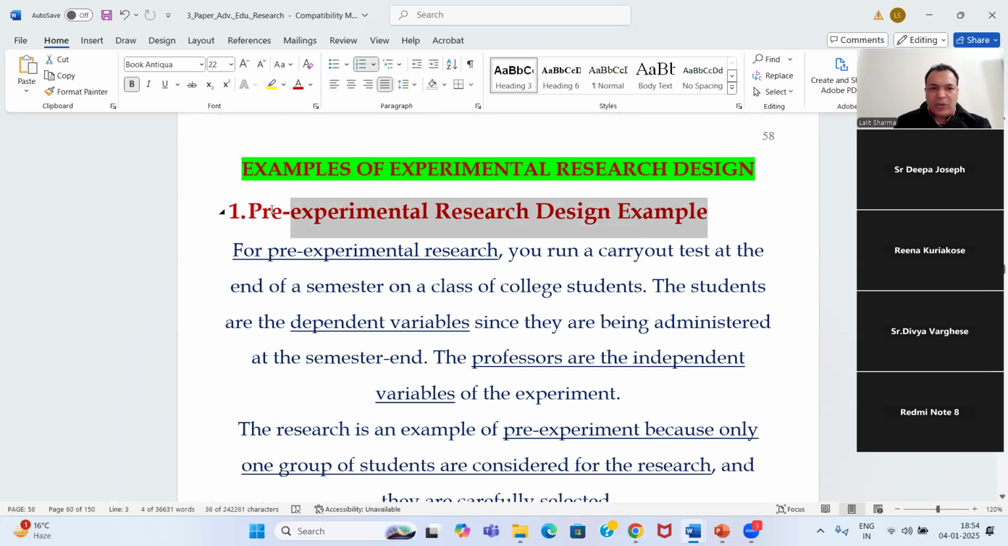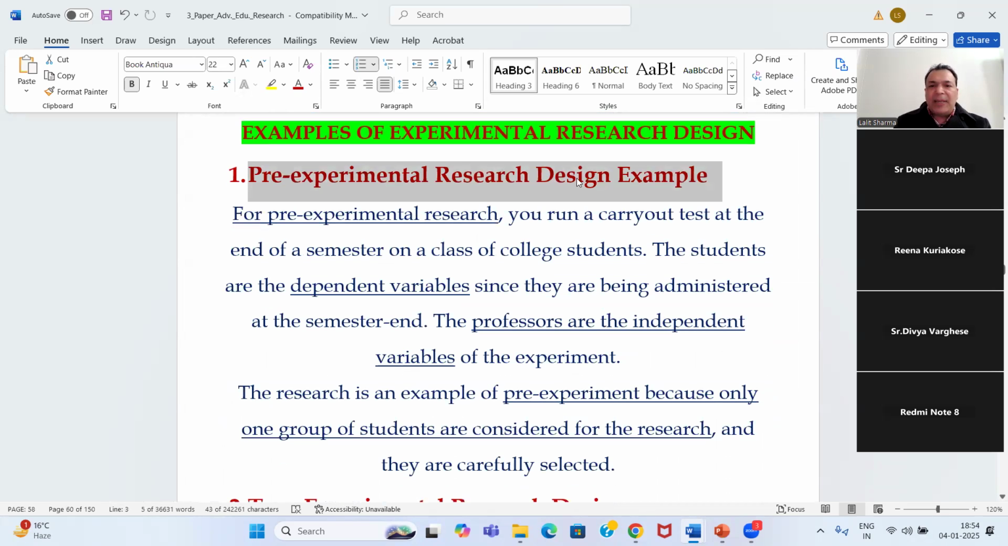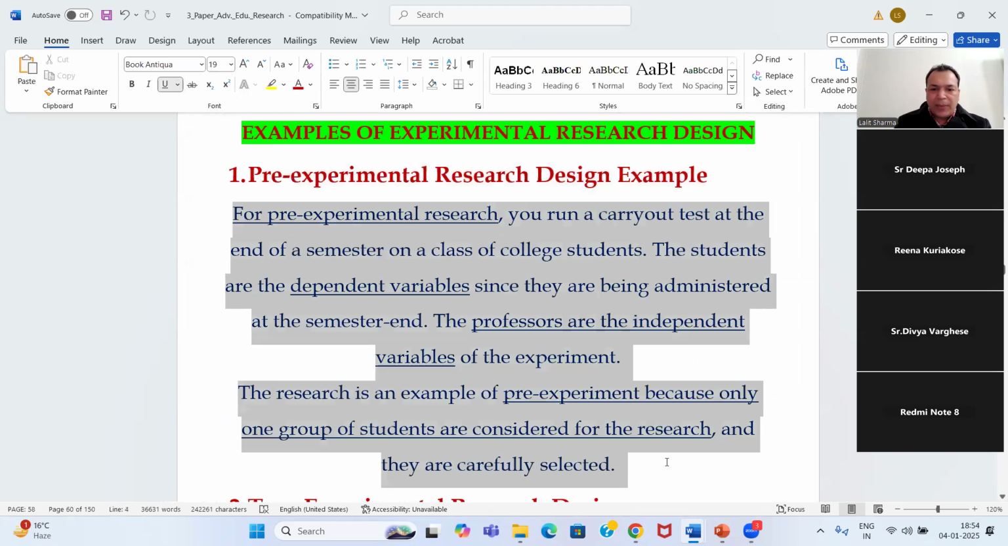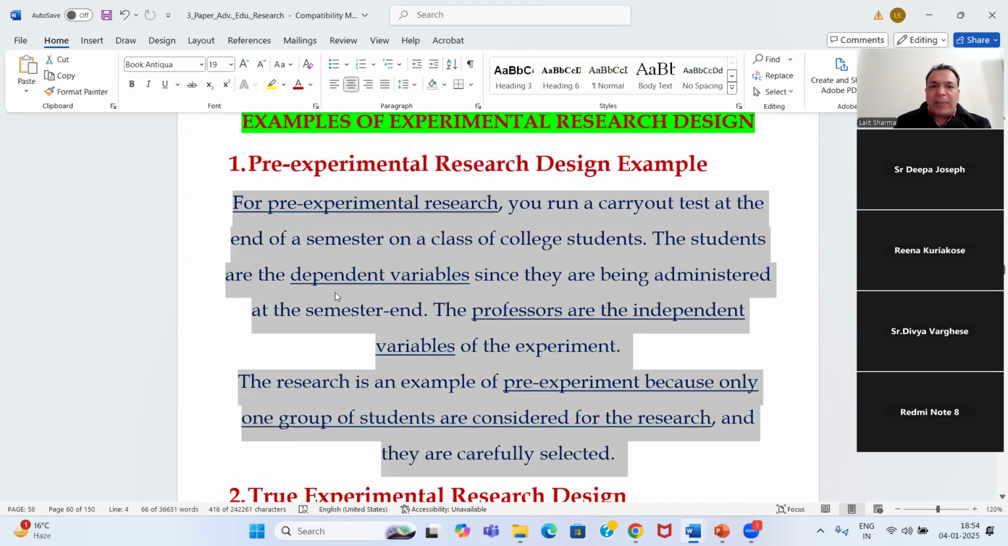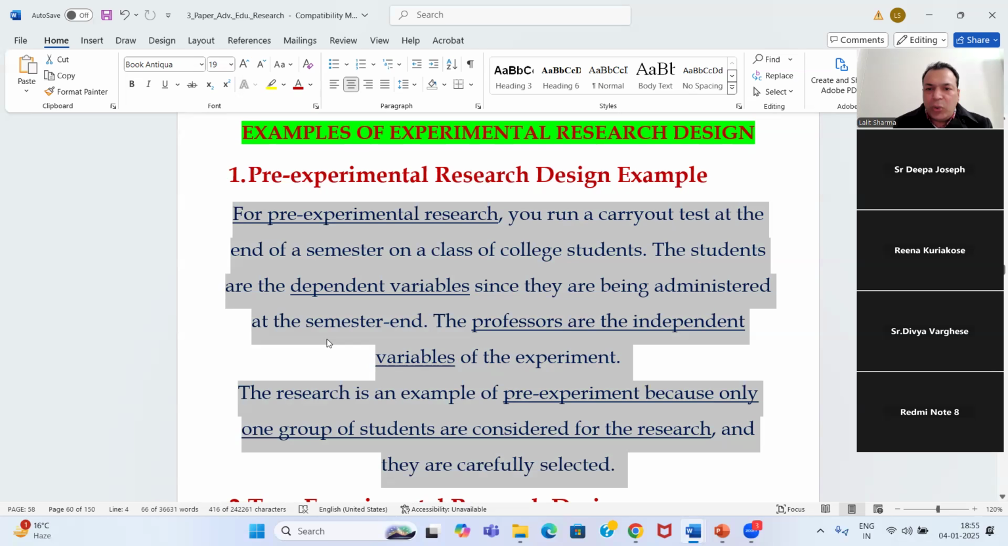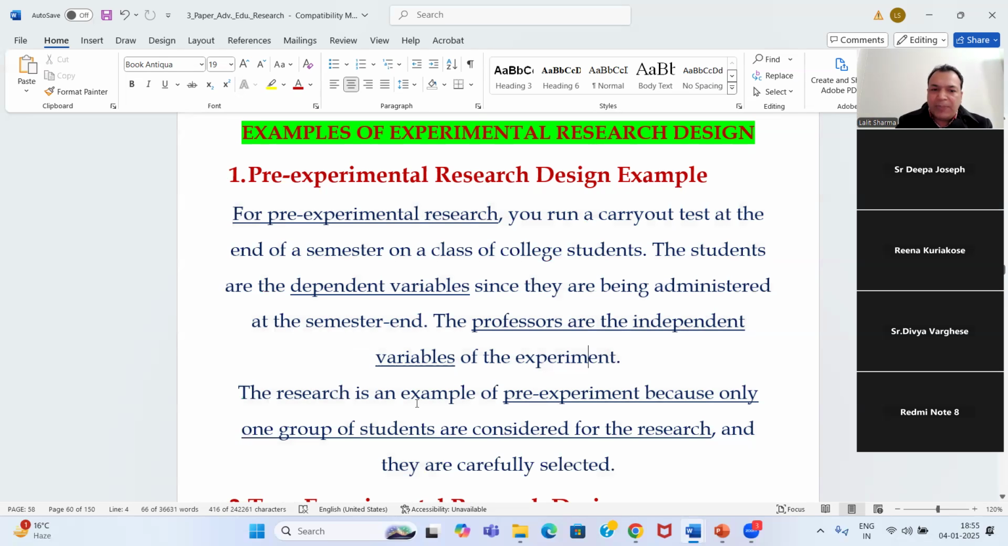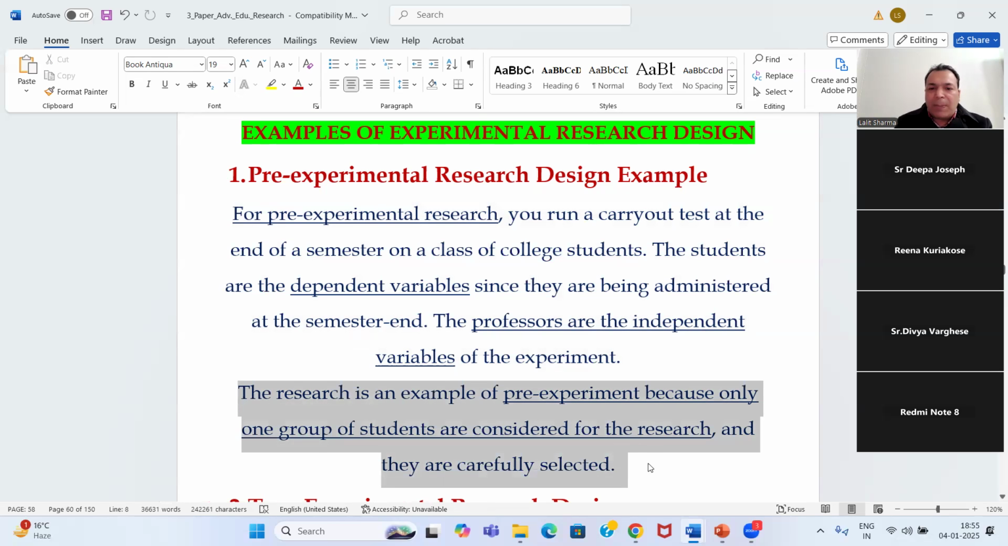Look at the example of experimental research design, right? You are done with the theory. Now you know how you will understand with the help of examples. Pre-experimental research design, for example, is this. In the pre-experimental research or design, you carry out a test at the end of the semester on the class of college students. The students are the dependent variable since they are being administered, and the professors are the independent variable of the experiment. The research is an example of a pre-experimental because only one group of the students is considered for the research and they are carefully selected.